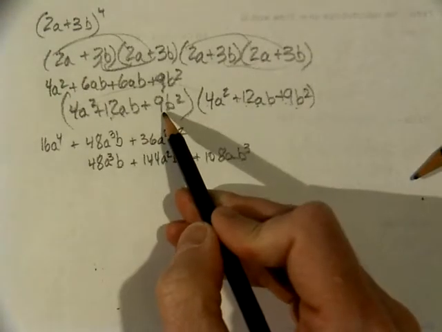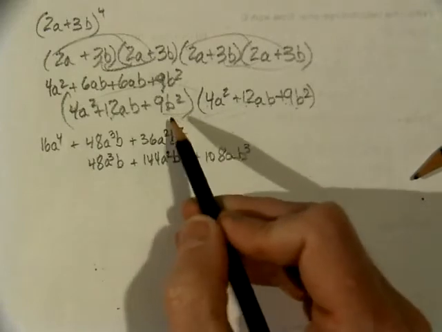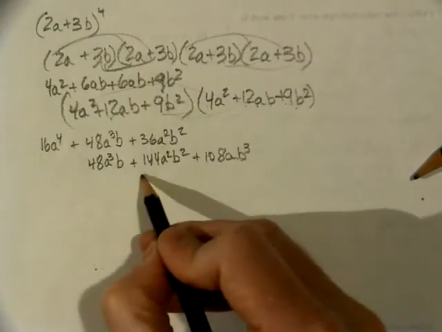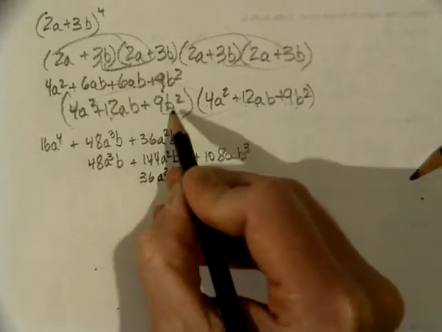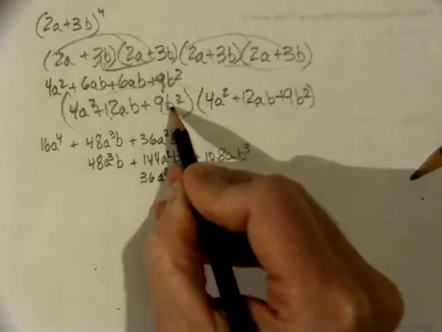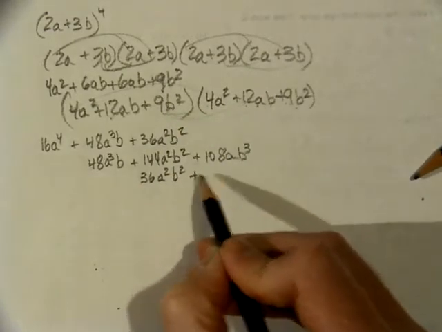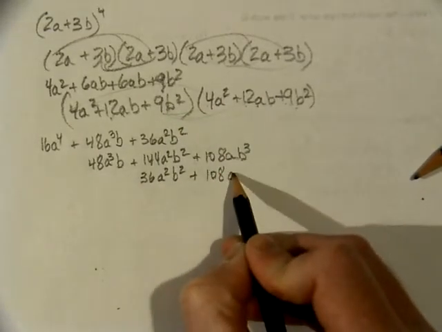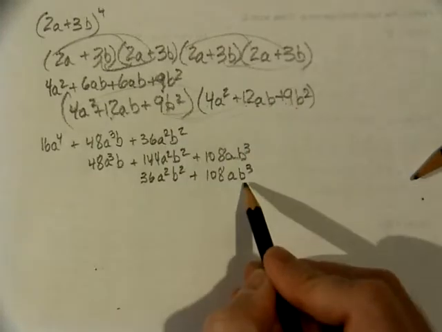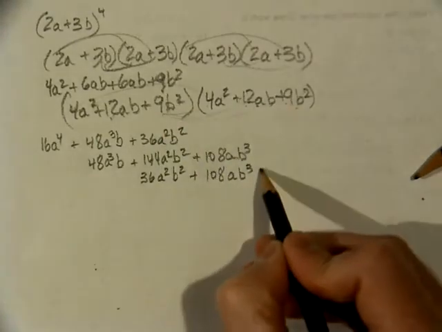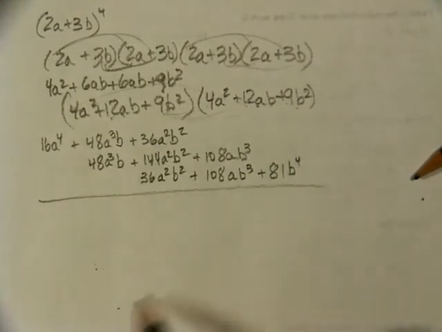And then we come through again and we do it with a 9. We take the 9 and we multiply it all the way through. So this would give us 36 a squared b squared. A squared times b squared is a squared b squared. Another 108 a b cubed. And then 81 b to the fourth.